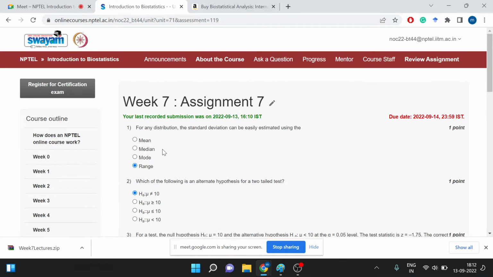Okay, so let's get on with the questions itself. For any distribution, the standard deviation can be easily estimated by what do you think? Don't look at what I've marked. Just what do you think? Because this comes only if you have some experience with data.